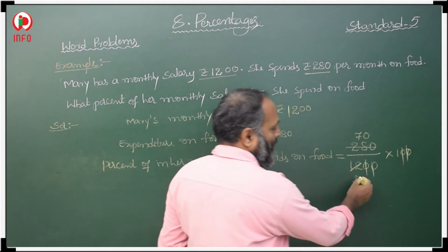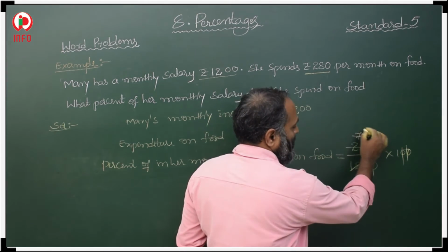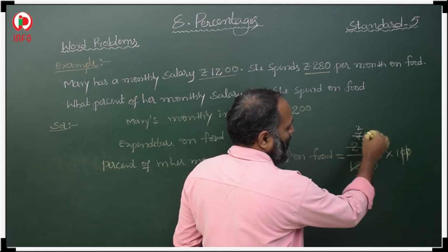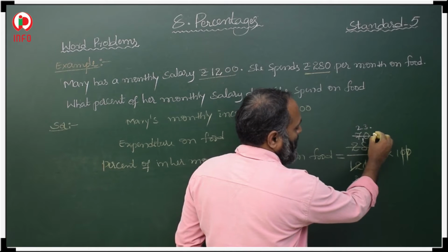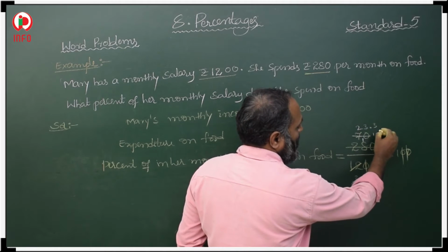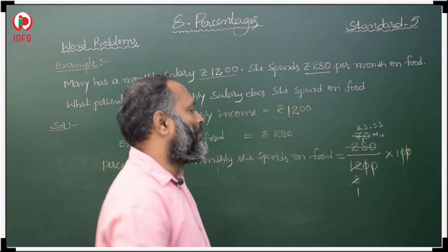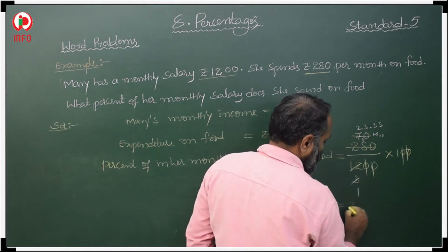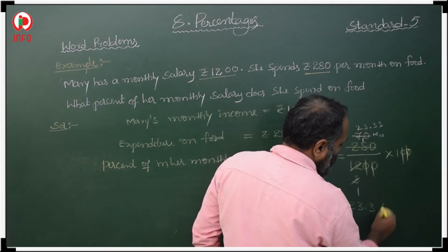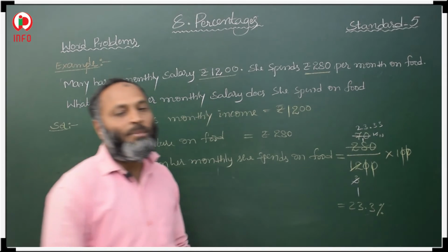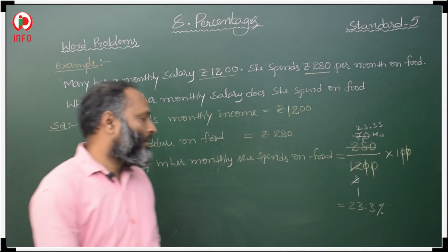Now with 3 we have to cancel. 3 1s are 3, 3 2s are 6, 1 left. 3 3s are 9, again it is 1 0. 3 3s are 9. Means 23.33, means 23.3%. Approximately she spends 23% on food. Okay.